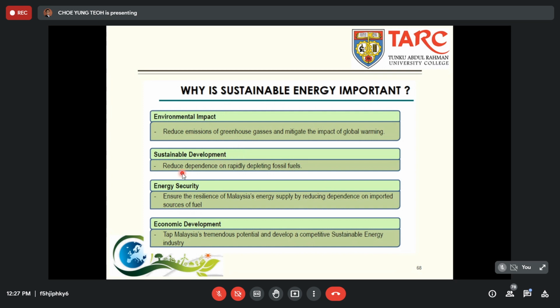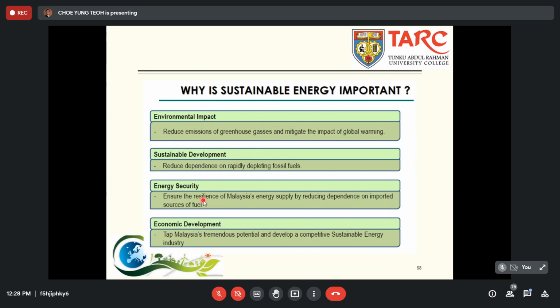Secondly, sustainable development reduces dependence on rapidly depleting fossil fuels. And then energy security: to ensure the resilience of Malaysia's energy supply by reducing dependence on imported fuel, especially fossil fuel. Yes, Malaysia has a lot of petroleum, but the petroleum from Malaysia is actually high quality, which is not used for power generation. We sell it to other countries, and we buy from other countries which have natural gas and coal, which are cheaper for generating power. But the price is fluctuating. We need to depend on worldwide supply and demand.